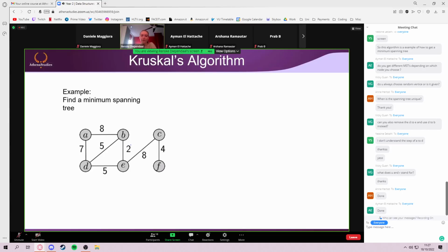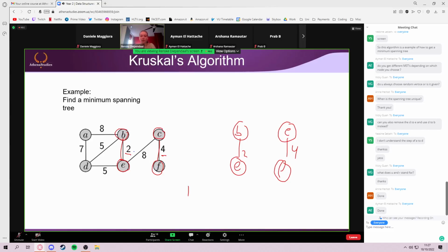So we start with the shortest edge, which is going to be the 2. So the B and E are connected with the 2. So we've done this one. Then the next shortest edge is going to be this 4. So we just add the C and over here, which are connected by 4. So then we've also done this part.